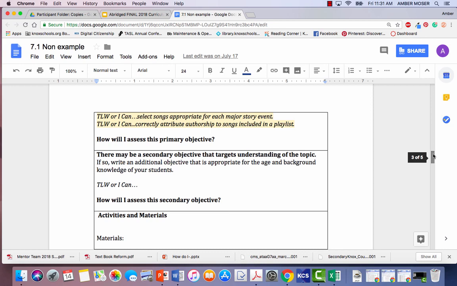Creating that learning product would be my primary objective. My secondary one would be a good grasp of what goes into Dewey categories. A lot of times you're not going to have that secondary content, but if you do, that's what I'm referring to here in this template.